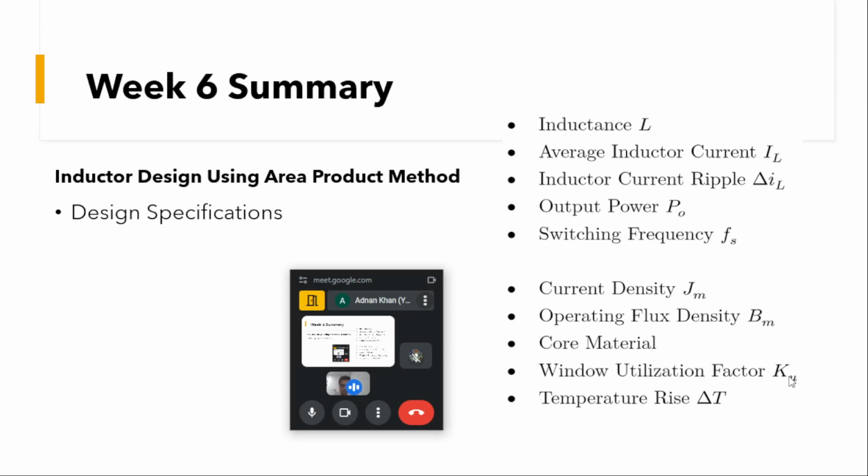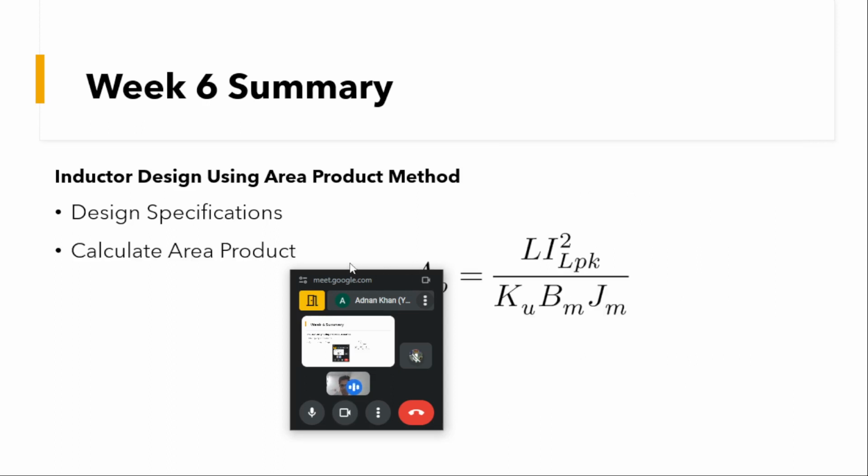0.55 or so. And then we have to see for the temperature rise, because once choosing the core and all, there will be some losses associated with that, and due to those losses there will be some temperature rise, and we have to limit that temperature to under some point, and we don't want our temperature to go beyond that point, because that can have a detrimental effect and damage our circuitry.